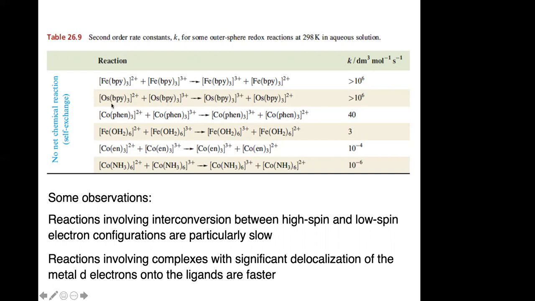And similarly, when you go down the periodic table to osmium for that same type of complex, again, the reaction is extremely fast. The bond distances, metal to nitrogen, don't change much. Okay, so these are observations that we're going to try to explain today. So we're going to think in detail about the steps involved in these kinds of, particularly these self-exchange reactions.